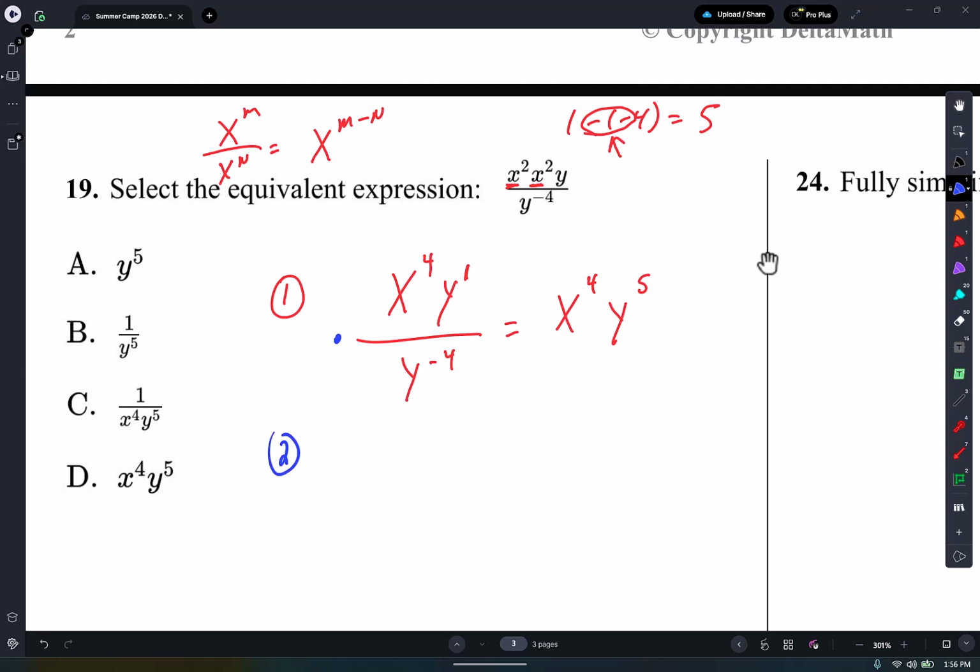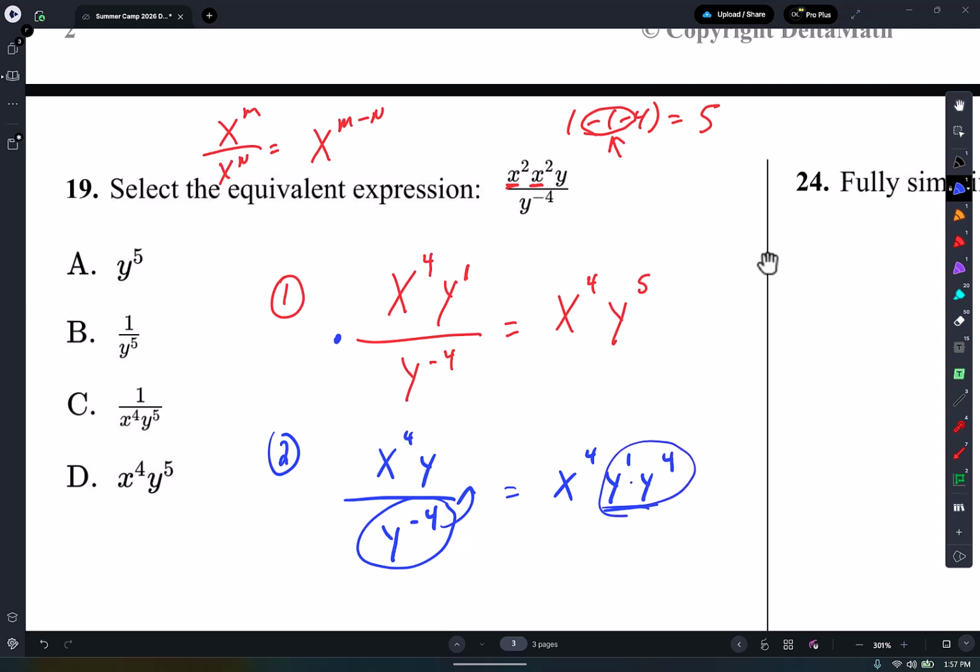So I'm going to start right here again because I already did the x squared times x squared. So here's method 2. So x to the 4th, y over y to the -4. You see this y to the -4? I can turn the exponent positive by moving it up. So look at this, x to the 4th, y to the power 1, y to the power 4. And now look, these two have the same base, y, and when I multiply those, you're going to add the exponents, and what's 1 plus 4? So x to the 4th, y to the 5th.